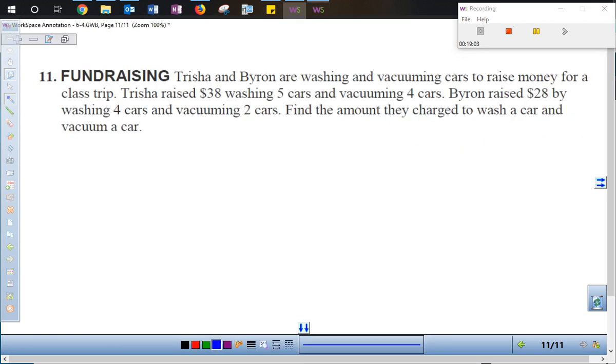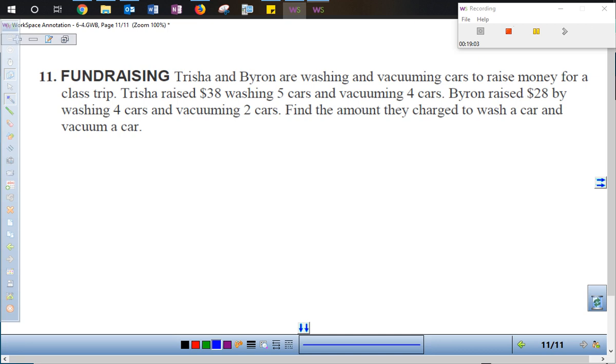Alright, on number 11, Tricia and Byron are washing and vacuuming cars to raise money for a class trip. Tricia raised $38 washing 5 cars and vacuuming 4 cars. Byron raised $28 by washing 4 cars and vacuuming 2 cars. Find the amount they charged to wash a car and vacuum a car.